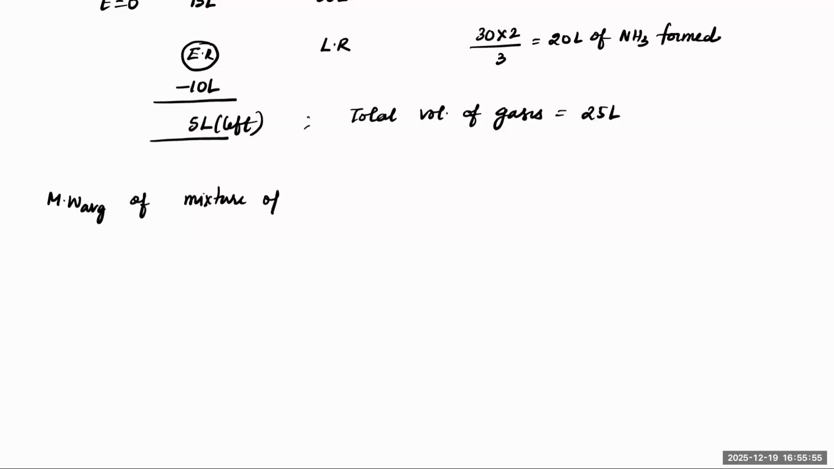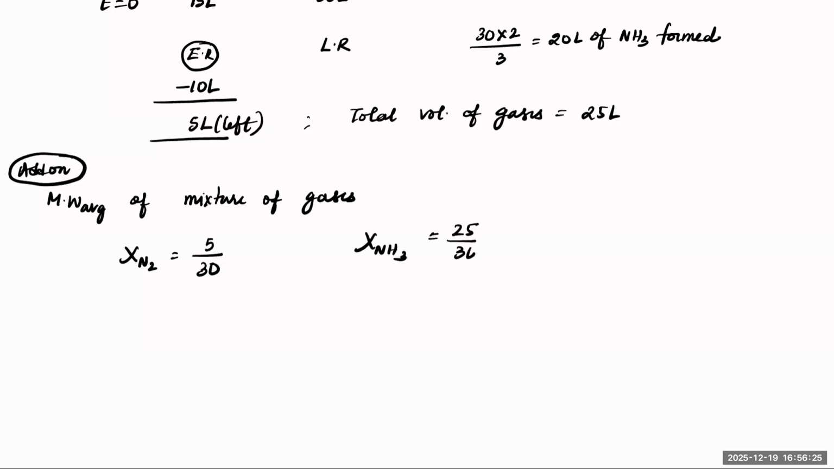Mixture of gases. This is an add-on question. In such case, what we do, beta, you know the number of moles now, right? Because volume and mole ratio is very similar. So you calculate something called mole fraction. Mole fraction of N2 and mole fraction of NH3. So mole fraction is 5 divided by total number of moles. Here it is 25 divided by total number of moles. All good?